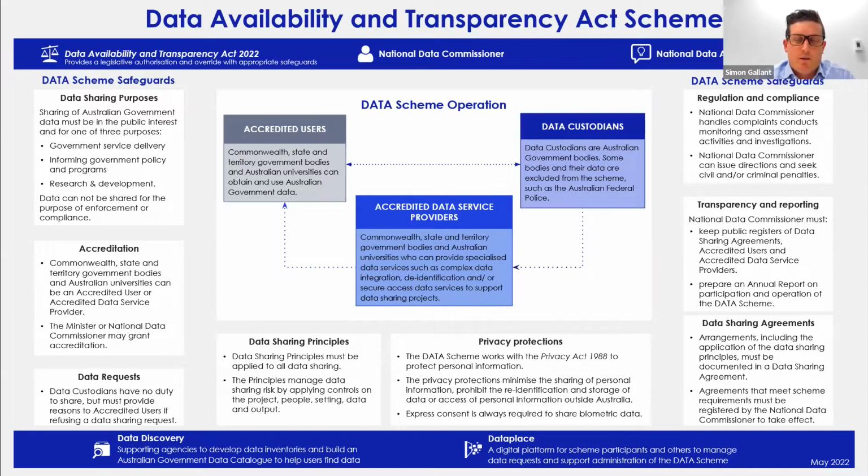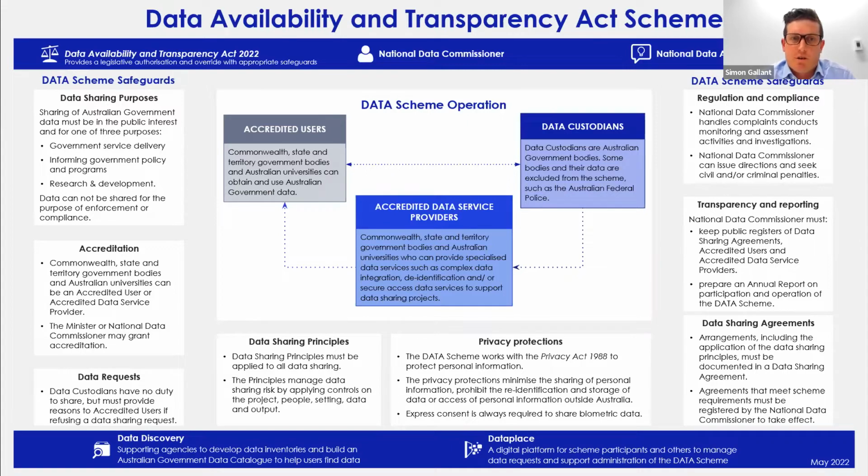There are three roles created by the scheme. The first is that of data custodians. Data custodians are all Australian government bodies with a small number of exclusions. Those exclusions are largely law enforcement and national security bodies. So the Australian Federal Police and ASIO and parts of the Defence Department are excluded. So data held by those excluded agencies cannot be used or shared under the scheme.